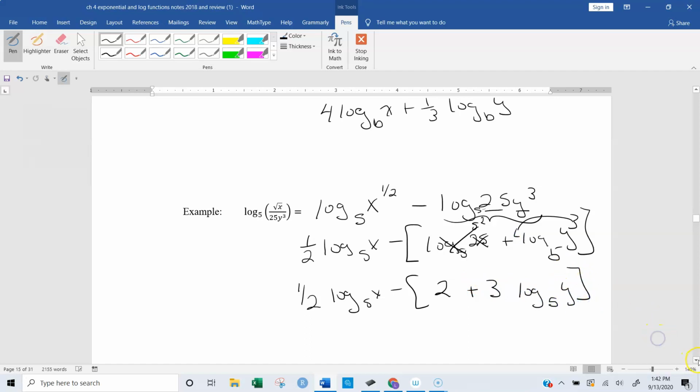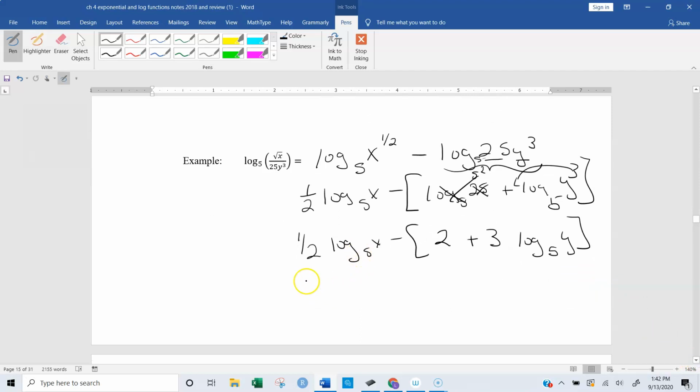Now we have to distribute that negative through. So this really means 1/2 log base 5 of x minus 2 minus 3 log base 5 of y. There's a lot to do there. So when you're doing those types of things in your homework, make sure you're being careful and you fully expand it, okay? It's not bad, but you have to do it step by step.